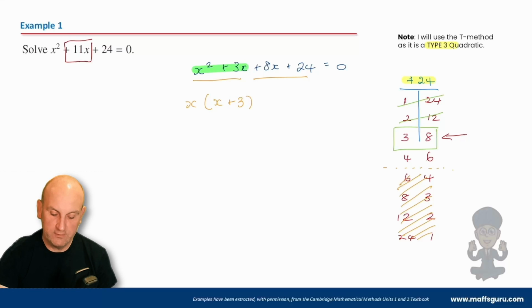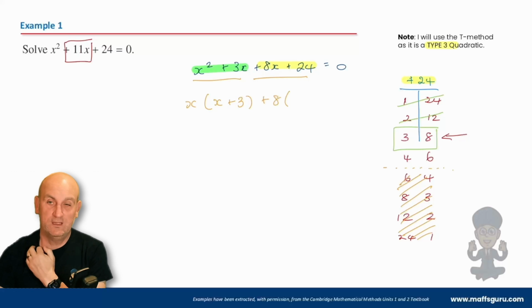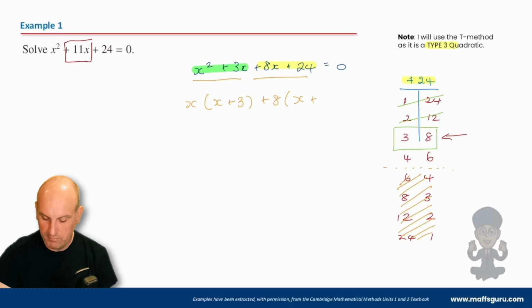I repeat the process and I say, well, okay, what is the biggest factor I can take out of 8x and 24, or plus 8x and plus 24? Well, in that situation, it's going to be 8, 16, 24, 8. So I'm going to take out plus 8. Now, again, the signs are really, really important. You can't just write 8. It's got to be positive 8, leaving me with x plus 3.